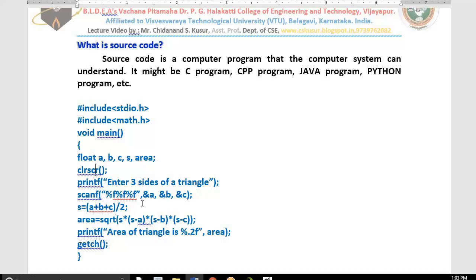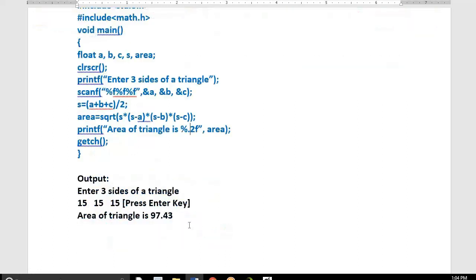Percentage f, percentage f, percentage f. Address of A, address of B, address of C. 3 values will be stored in A, B and C. We are calculating the S. We are calculating the area. Area of triangle is printed with percentage f. But here instead of percentage f, I used percentage 0.2f.